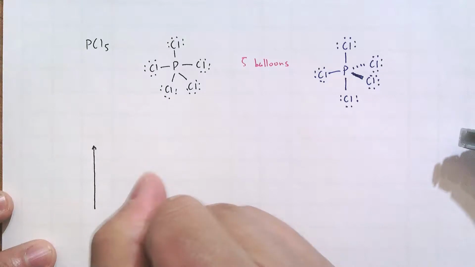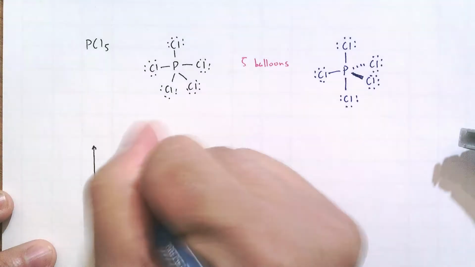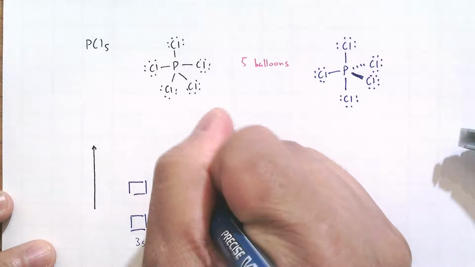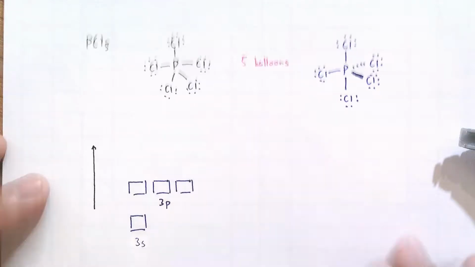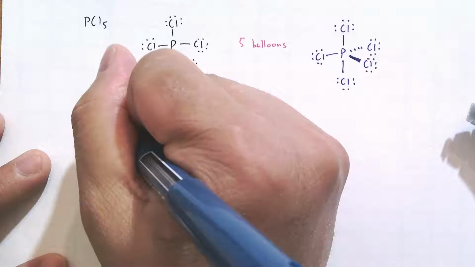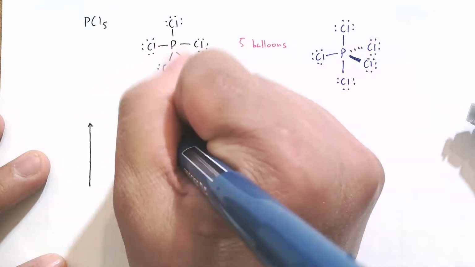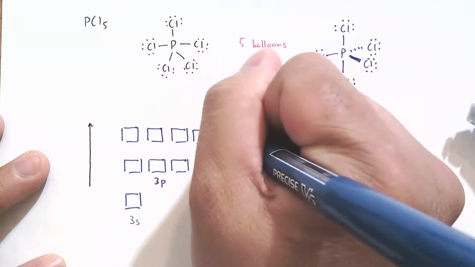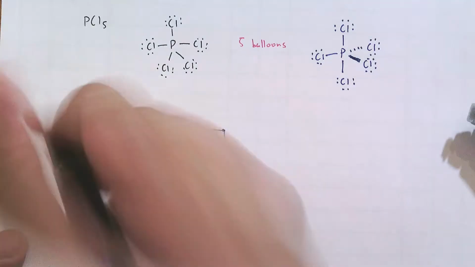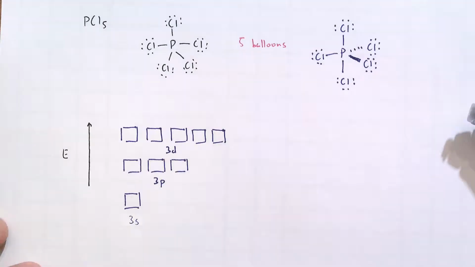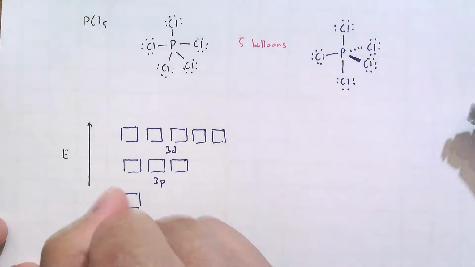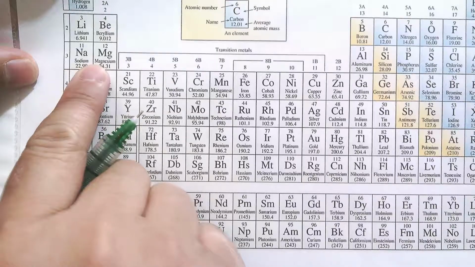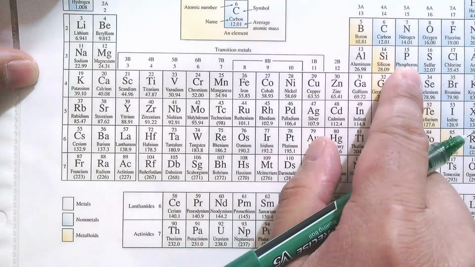This is 3s. We do have the 3p's, and we do have the d's, and they're slightly higher in energy. Remember how many d orbitals there are in an atom? There are 5, 3d. But for phosphorus, how many valence electrons does phosphorus have? Phosphorus has 1, 2, 3, 4, 5 valence electrons.